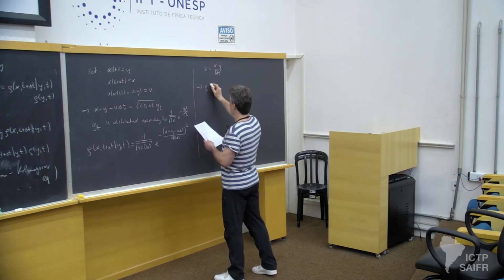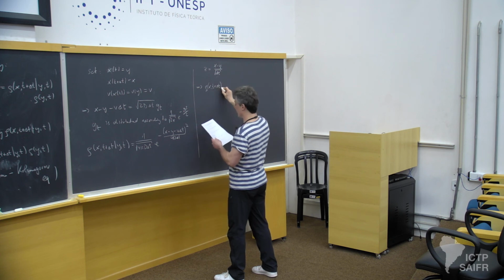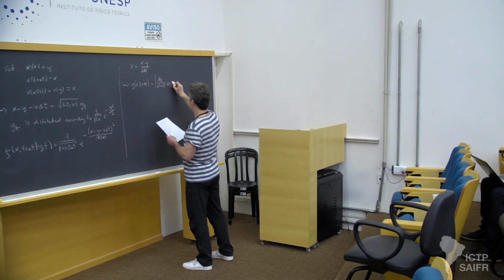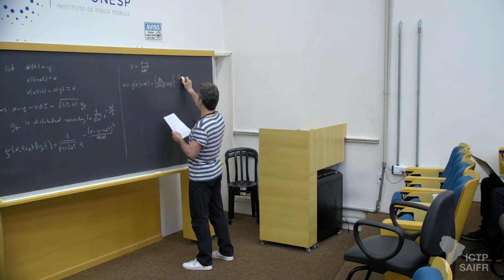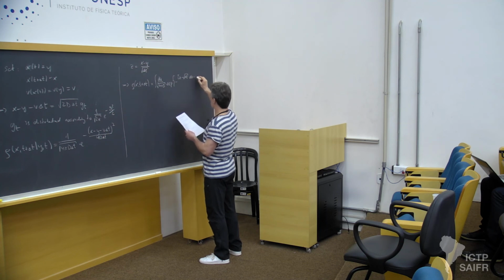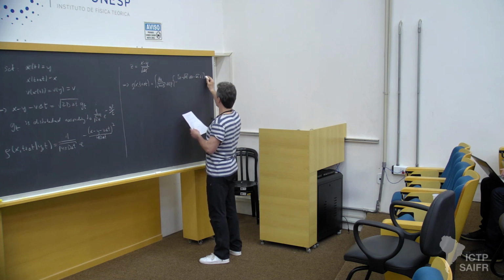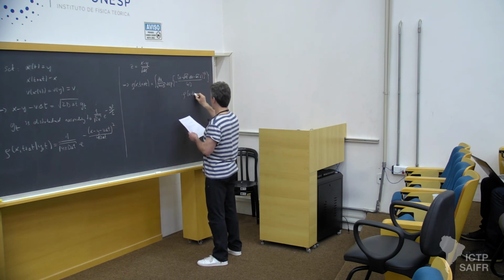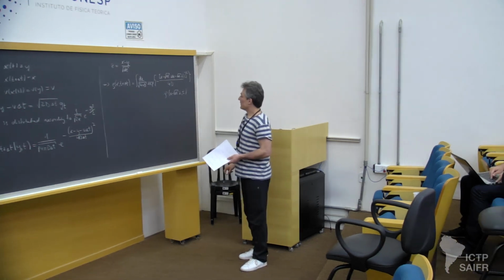We get rho of x, t plus delta t is equal to the integral dc divided by square root of 4 pi D, exponent of minus c minus square root of delta t v of x minus square root of delta t c, squared, divided by 4D, times rho of x minus square root of delta t c, t. Okay.